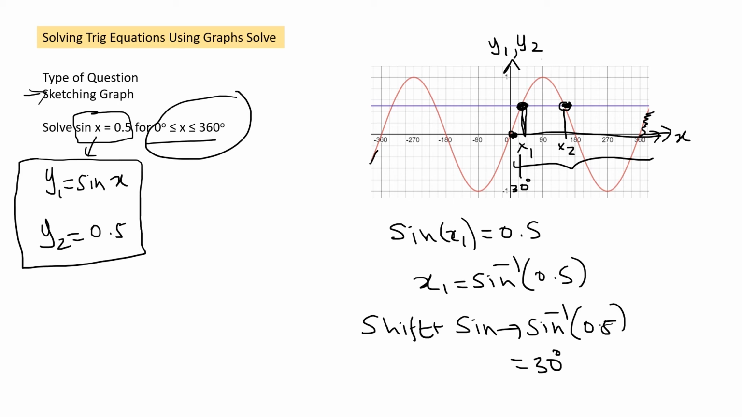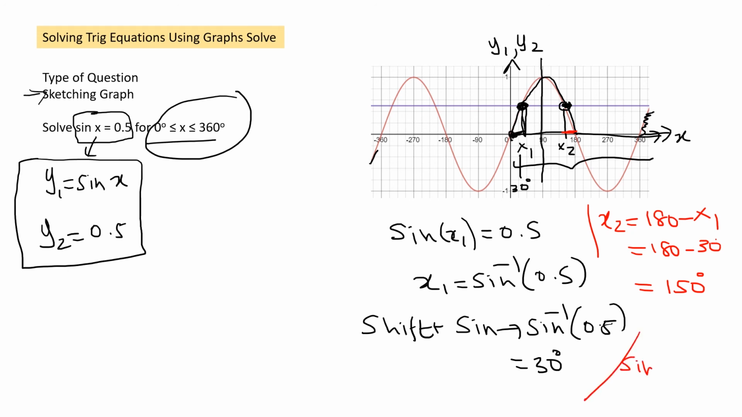In order to find x2, you know this is symmetrical. If you look at this concave curve, it is symmetric, right? This is 30, therefore this must be 30 as well. So x2 is 180 minus x1, which is 180 minus 30 degrees, equal to 150 degrees. You can check whether it is true or not: if you enter sin 150 in your calculator, the answer is 0.5.